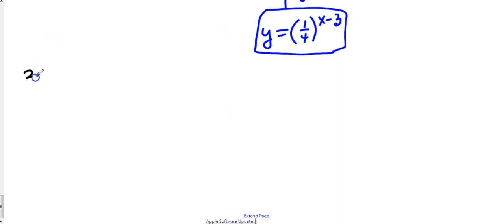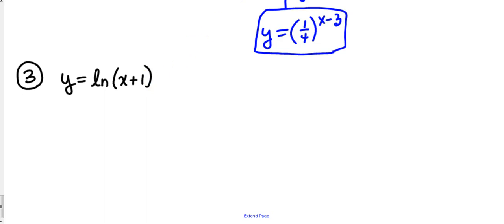Number 3 says y equals natural log of x plus 1. Starting with number 3, at any point, if you want to press pause and give it a try, that would be really cool, and then you can join me on the video. Step 1 is switch x and y, so that will be x equals natural log of y plus 1.